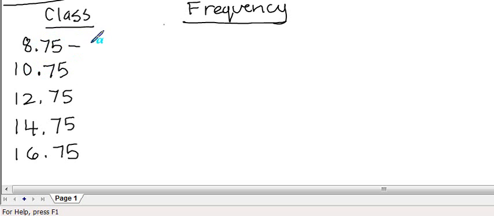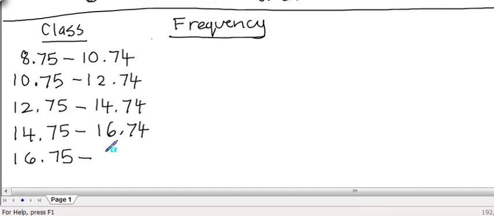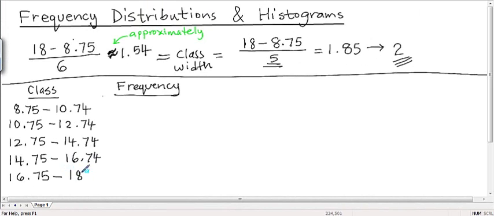So I'm going from 8.75 to 10.74. Now I'm not repeating this number, right? I'm going just one below. So one below that is 12.74, 14.74, 16.74, and 18. So how did I know it was 18? Because it's two more, right? 14, 15, 16, 17, 18. And I have 5 classes right there.